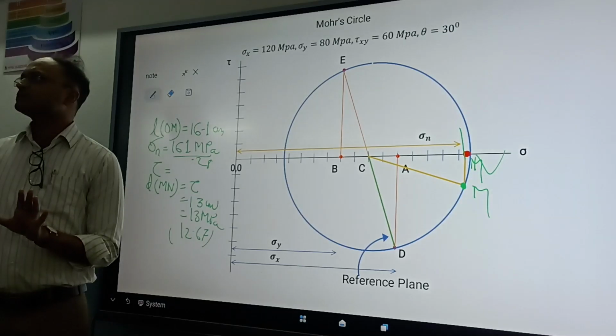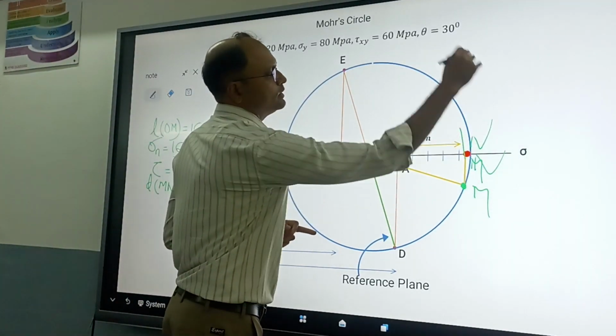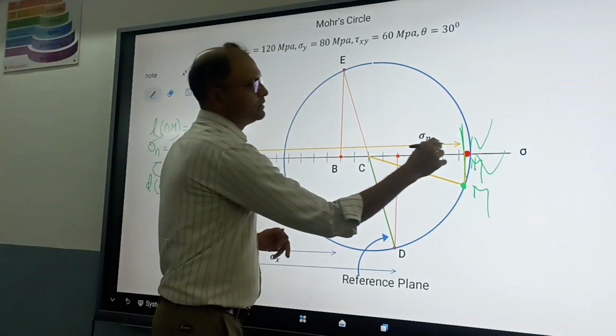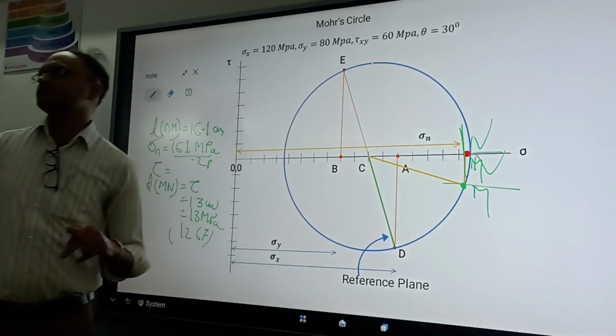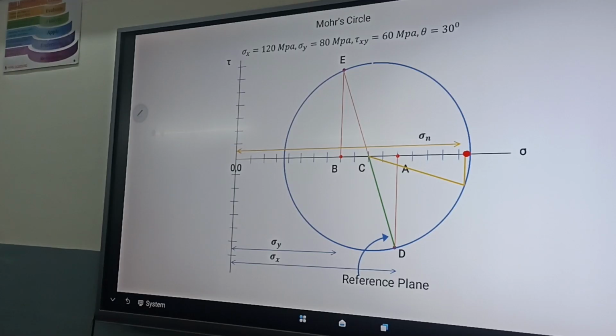Are you all understanding or not? Yes, sir. This value, the point OM and ON, I am calling it ON. This point indicates normal stress. This distance is shear stress. We'll do it later on. We'll continue this first. So normal and shear stress obtained.